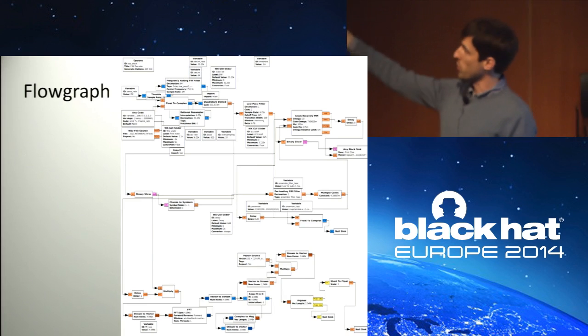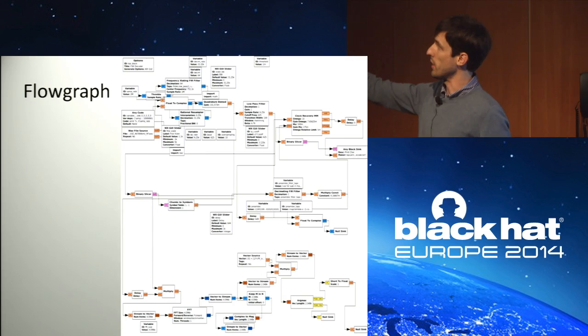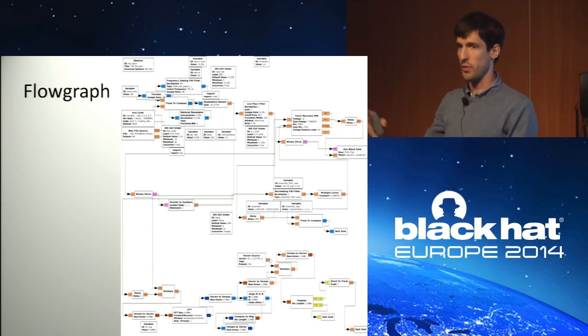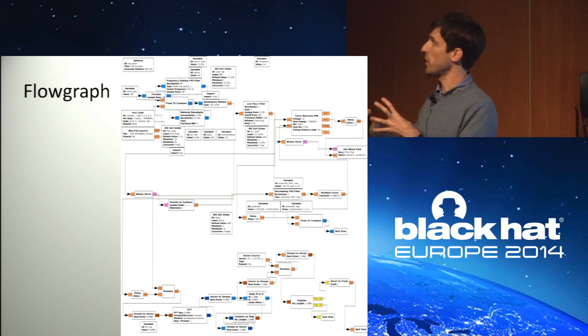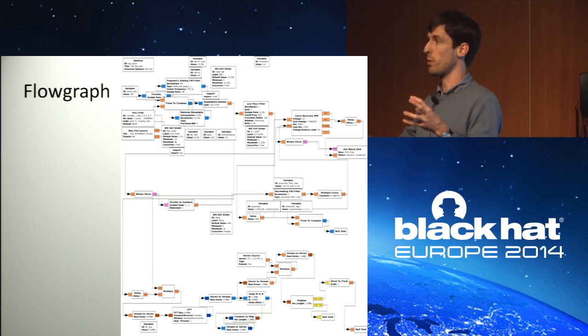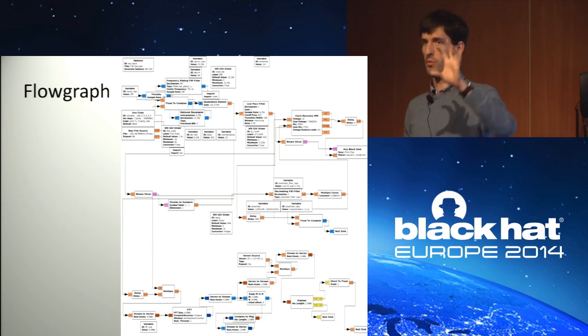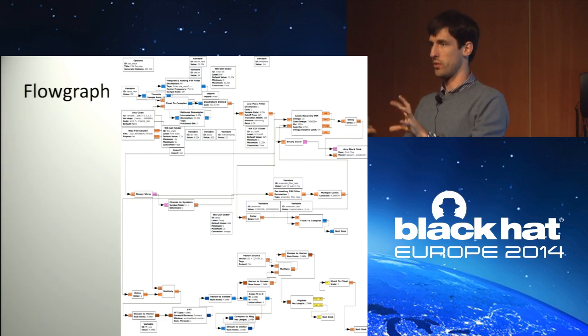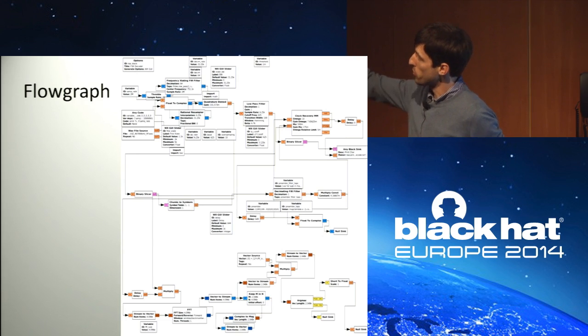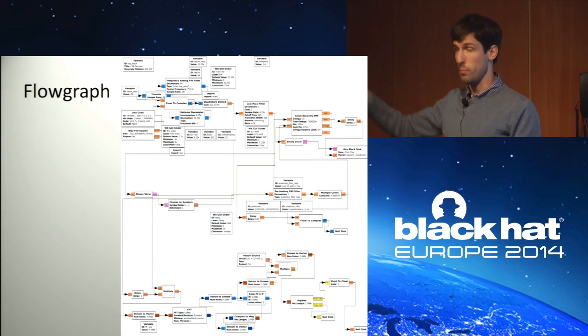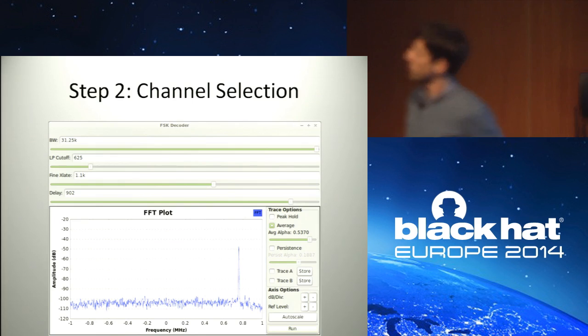In GNU Radio, you can create these things called flow graphs, which are basically, at the highest level, a graphical development environment where you can put blocks down and then connect them up. And then it's essentially sending the signal through a bunch of different blocks that perform different DSP operations, from filtering at the high level all the way down to manipulating the raw ones and zeros. So in this particular flow graph, I've put some blocks in there that will help with analyzing this pager signal.